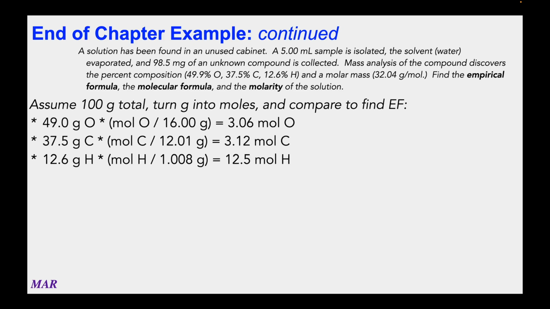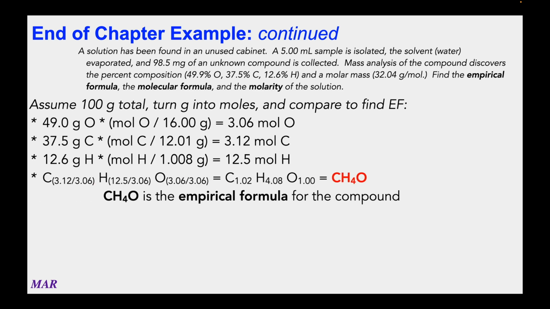So 49.0 grams of oxygen divided by the molar mass of oxygen gets 3.06 moles of O. Do the same thing for carbon, 3.12 moles of carbon, and the same thing for hydrogen, 12.5 moles of hydrogen. Now, 3.06 is the smallest, so we're going to divide all of those numbers by 3.06. That comes almost exactly to 1 carbon for every 4 hydrogens and 1 oxygen.